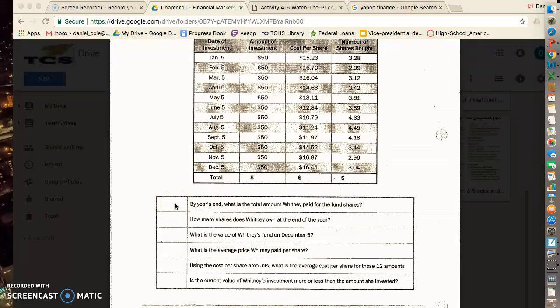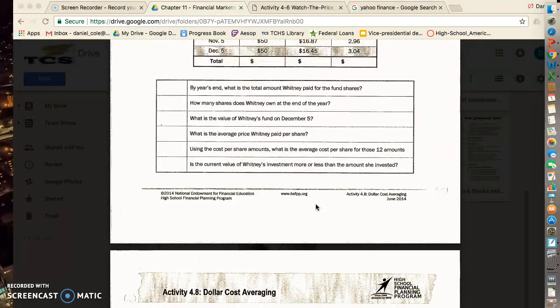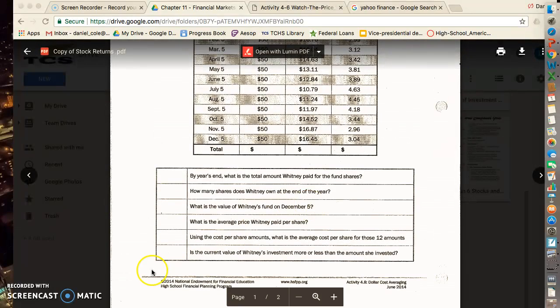Now with this, the only real hard one that I think we might have some trouble with is where it says, what is the value of Whitney's fund on December 5th? In order to find that, you've got to find the number of shares that she has and multiply it by the price on December 5th. Remember that stock prices change all the time, so we have to find out on December 5th what all the shares she owns are valued at. That page should be pretty straightforward, but what we're really going to work on today is the stock market research, which we'll get to next.